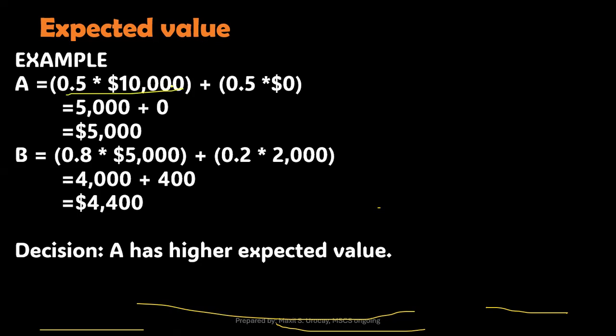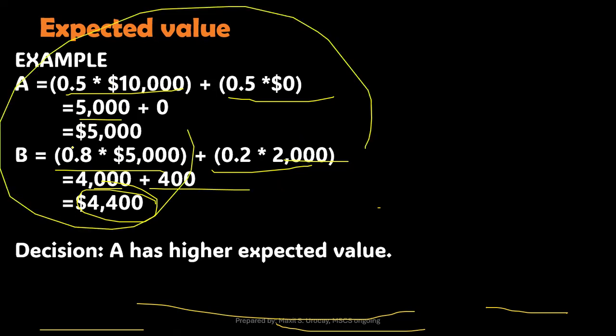So 0.5 times $10,000 equates to 5,000, and 0.5 times $0 equates to 0, so A equals 5,000. For B, 0.8 times 5,000 equates to 4,000, and 20% times 2,000 equates to 400 pesos, so your answer is 4,400. The better decision is A, since it has a higher expected value than B. That is how you do the expected monetary value or expected value.